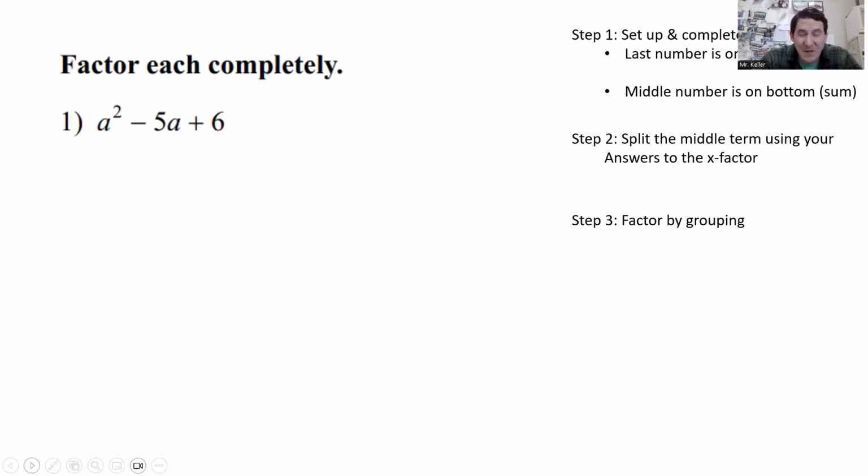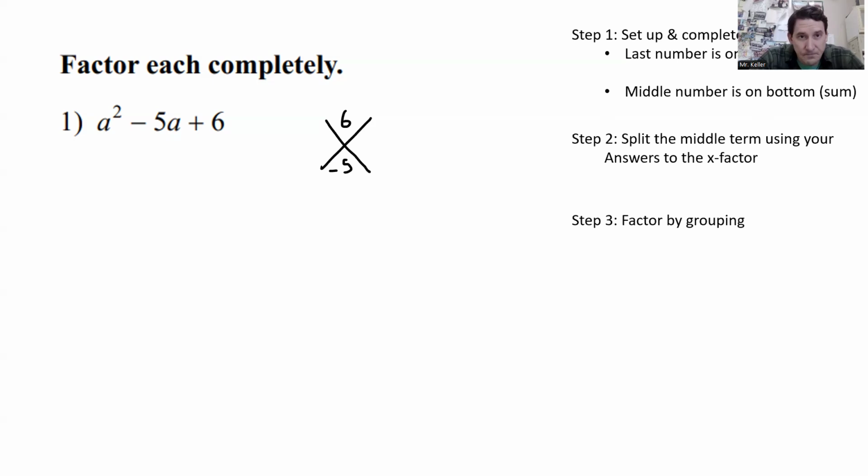And what we're going to use those for is factoring trinomials. So what we're going to do is split this into two binomial factors that we multiply together to get this original trinomial. So the steps here: we're going to set up and complete the X factor. So I'm going to make an X. The last number is our product, so the 6 goes on top. The middle number goes on bottom, just the number, not the variable attached to it.